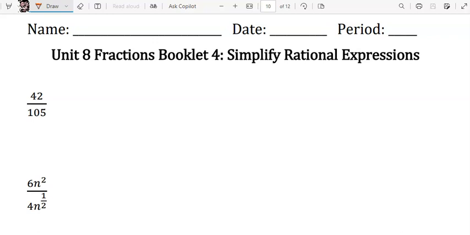Numbers that you want to check to see if they go into numbers to simplify would be like 2, 3, 5, 7. Just the first few prime numbers. Well, they're not both even, so we can't do 2. Looks like we can do a 3 though, because if you add the digits together, 3 goes into that number.